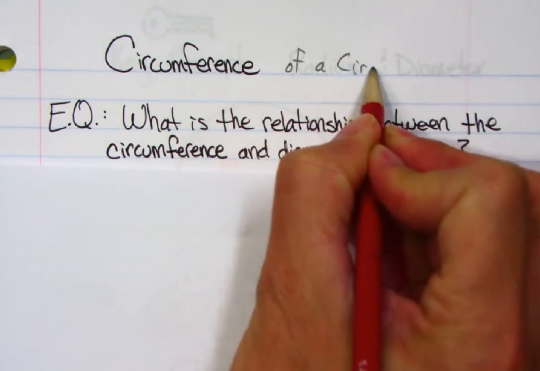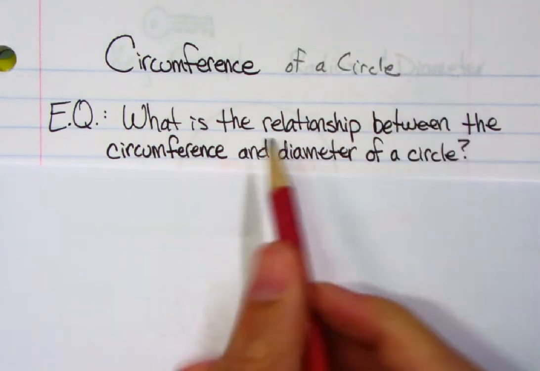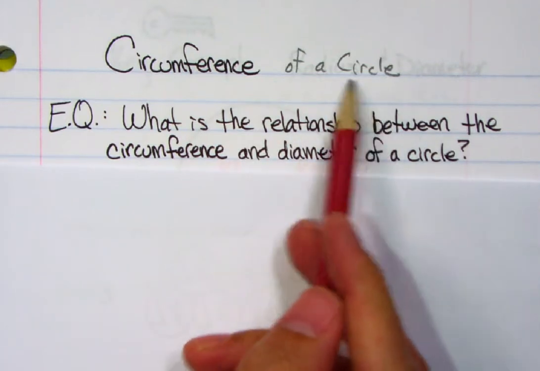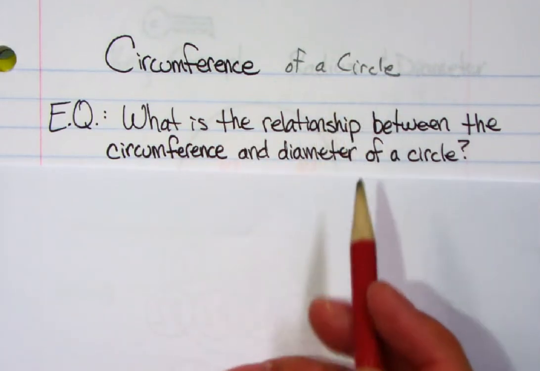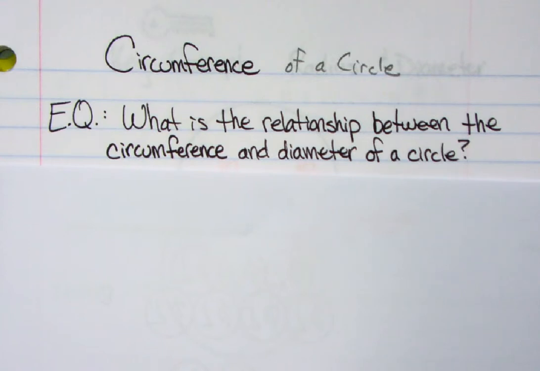Now, you'll find out later that there's only circumference of a circle, so there's really no necessary reason for me to write that there, but we're going to write circumference of a circle. The essential question today is, what is the relationship between the circumference and the diameter of a circle?